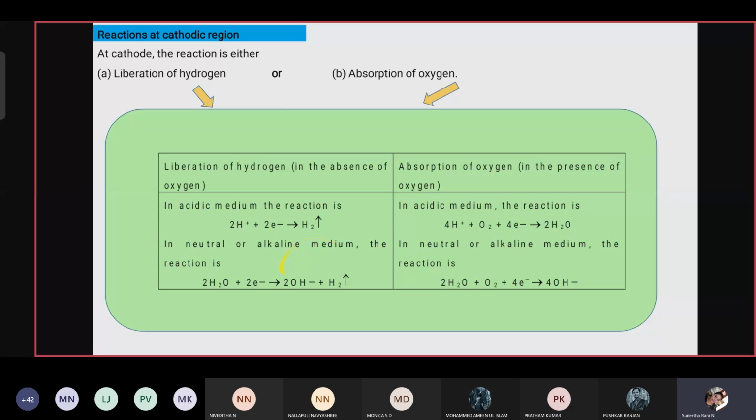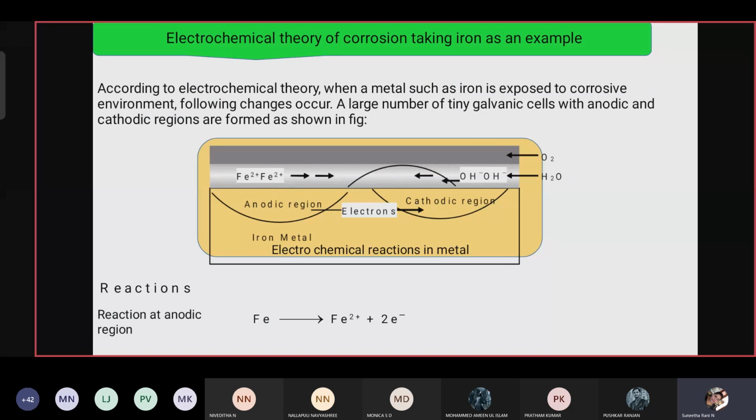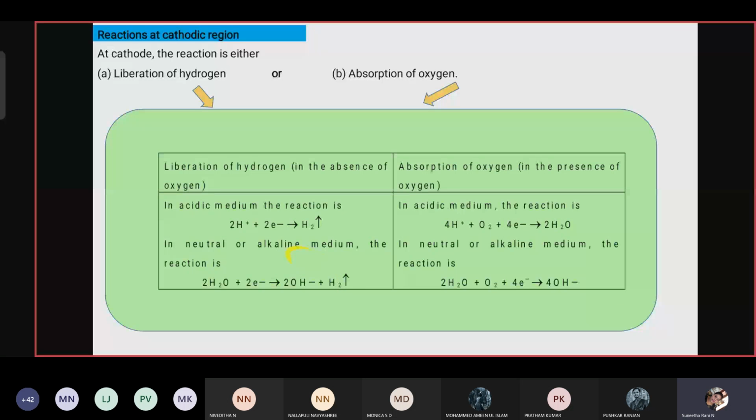Liberation of hydrogen. Whatever electrons are liberated from the first reaction, these electrons react with the water to give OH minus ions. From here also you get OH minus. The second condition is absorption of oxygen. How does this absorption of oxygen take place?